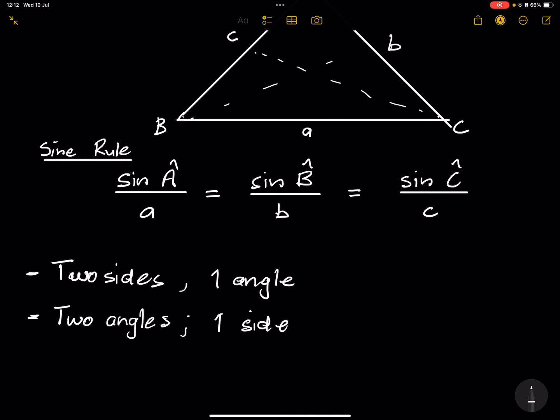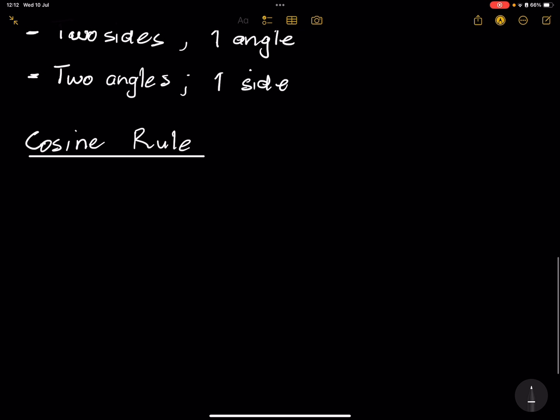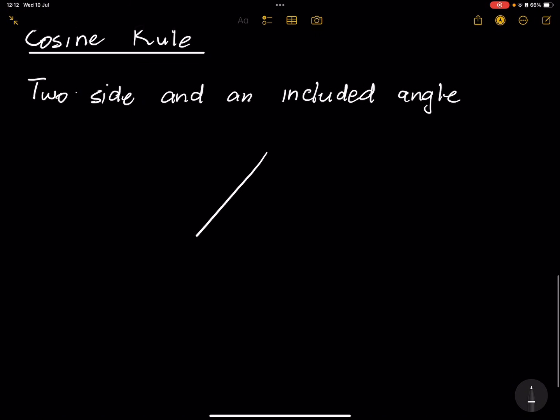We're going to take a couple of examples in a few moments, but I'm going to give you the other rules now. Then we also have the cosine rule. Guys, please remember, we will only use the cosine rule when we've got two sides and an included angle. Now, what do I mean by two sides and an included angle?